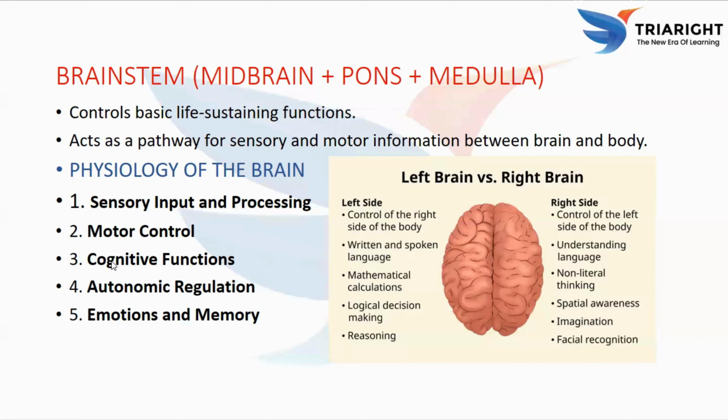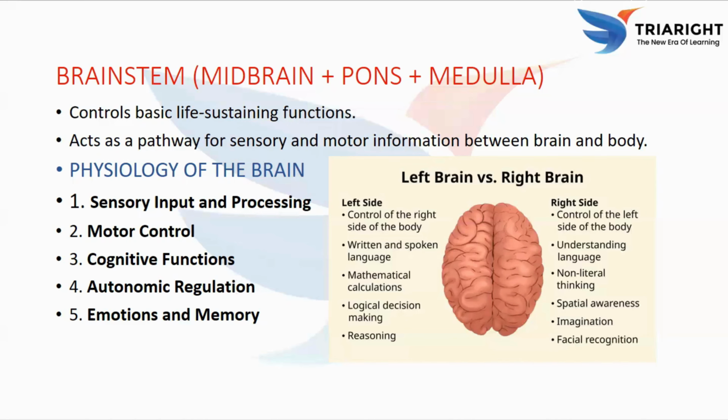The second function is motor control, which means it sends signals from the brain to muscles for movement. Motor means nothing but movement. What is the cognitive function? It is responsible for thinking, learning, reasoning, problem solving and also language. The next function is autonomic regulation. This maintains involuntary functions such as breathing, heartbeat, digestion and blood pressure. And the last function is emotions and memory. Our brain processes emotions and also stores memories, mainly by the limbic system.